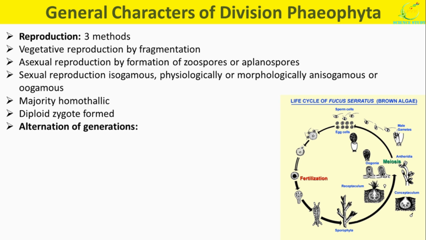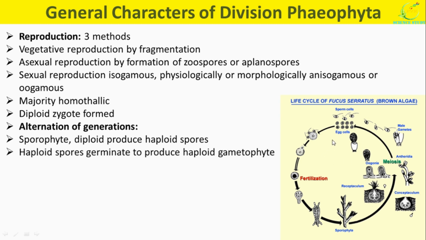Now we will see alternation of generation or the life cycle of Phaeophyta. This is the representative life cycle of Phaeophyta, that is the life cycle of Fucus, which is a common brown alga. In Phaeophyta, the sporophyte is the diploid generation and produces haploid spores after meiosis. So the plant body of Fucus is the sporophyte, as you can see here. This is the sporophytic generation and this is the gametophytic generation. The haploid gametophyte produces male and female gametangia, which in turn produce the haploid gametes.